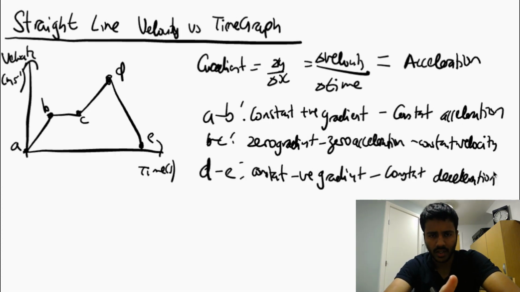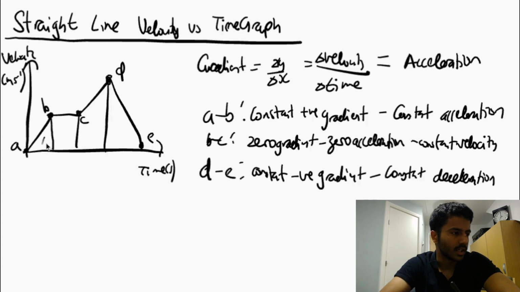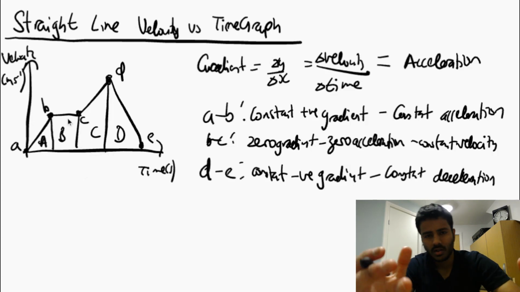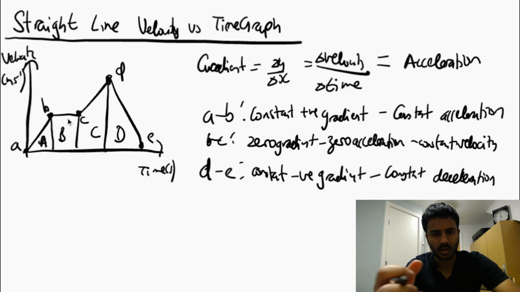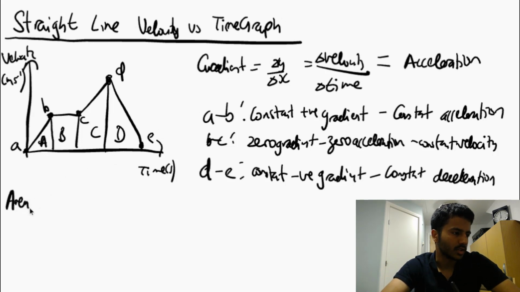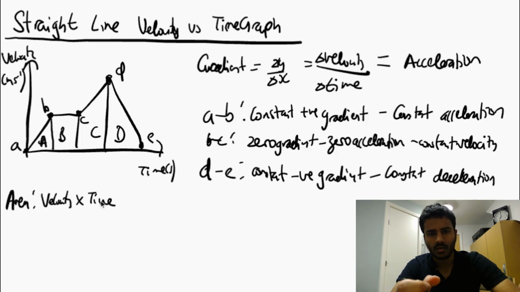So now we looked at what the gradient represents. Now let's look at what the area under the graph represents. If we split this graph up into segments, let's call these segments A, B, C, D. Now, the area is basically the y-axis times the x-axis. So if you wanted to find what the area represents, you do the velocity times the time. And we know that velocity times time is displacement.